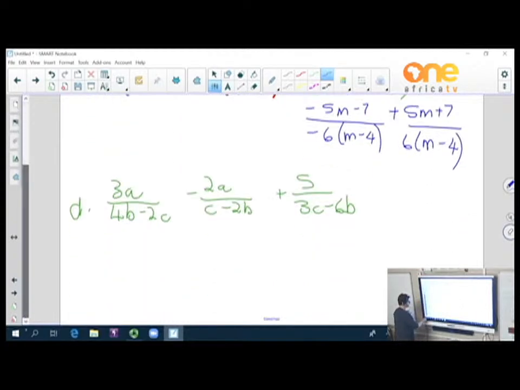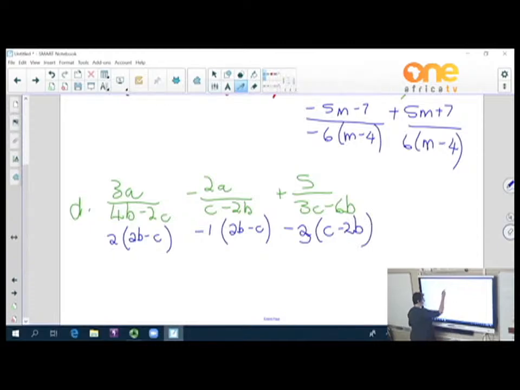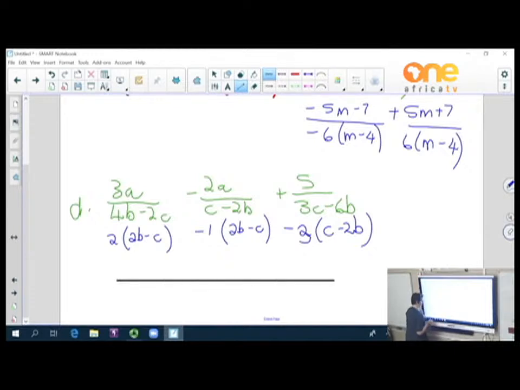And the last one, number D. So here I can take out the 2, and there's 2b minus c. Here my signs are wrong, so it will be negative 2b minus c. And here I can take out the 2 again, and a negative 2, and then it is c minus 2b. Here I take out the 3, c minus 2b. So that means that my LCM is now going to be a positive 6 and 2b minus c, and I just need one of them.